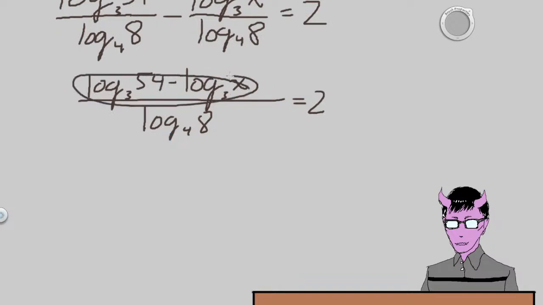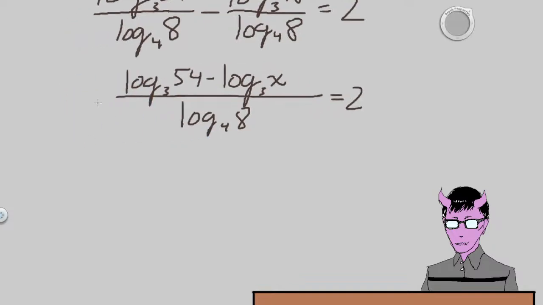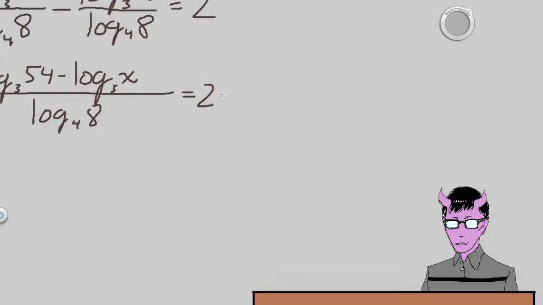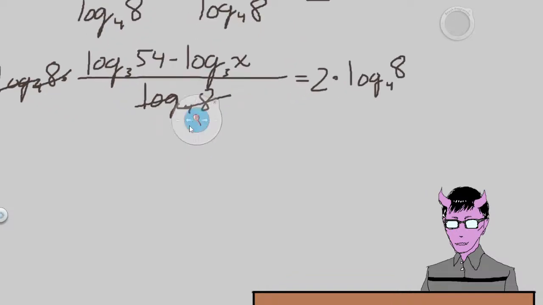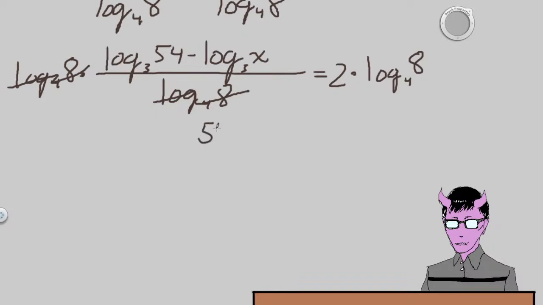So let's, in no particular order, multiply both sides by log base 4 of 8. So thus, we cancel this one with that one. And this one condenses, since we have the same base, and this is a minus, so we're going to find the quotient of the two arguments. So it's going to be 54 over x.